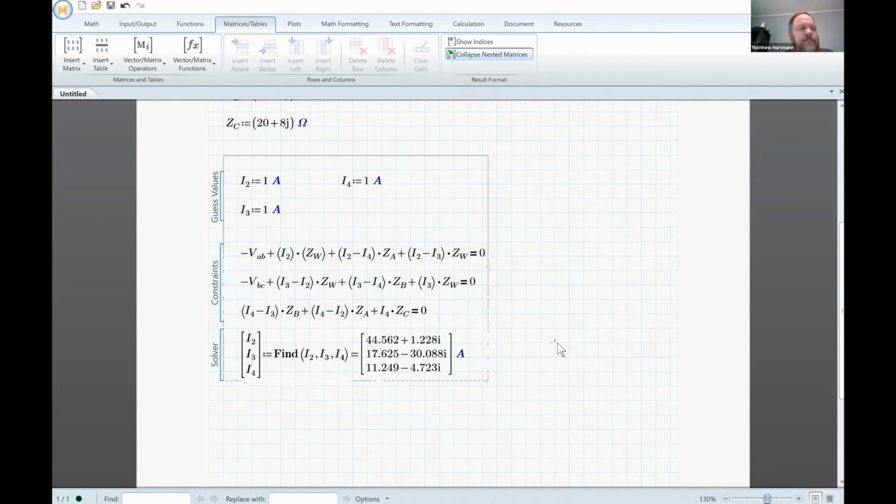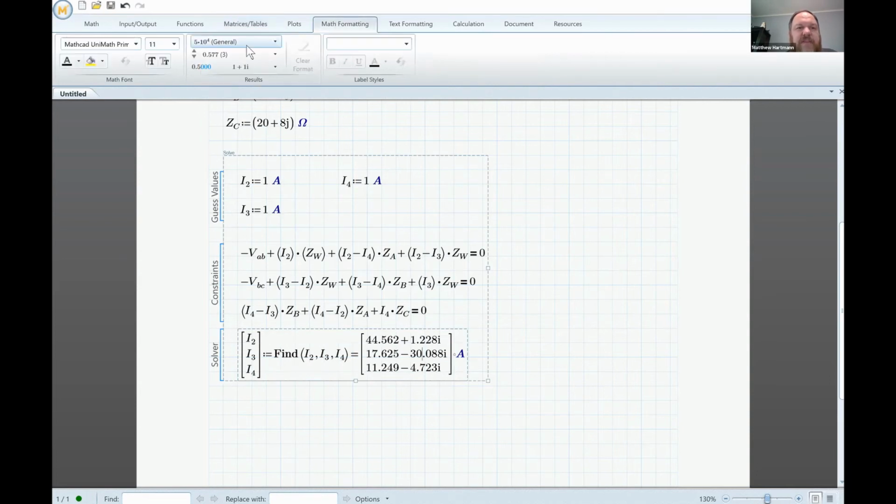Those answers are in rectangular form. Nothing wrong with that, but I prefer to have my answers in polar form for voltages and current. So I can change that by going to math formatting. And there we go.